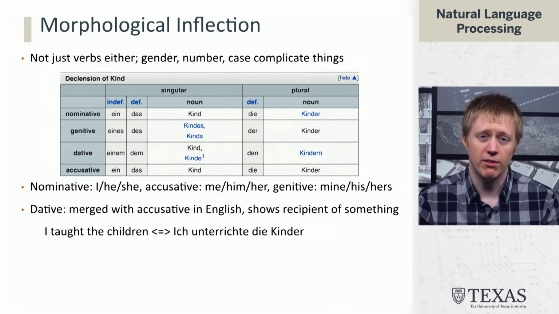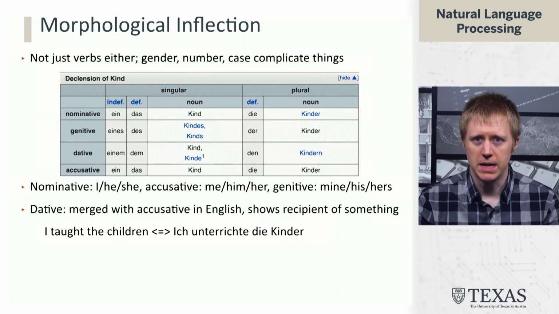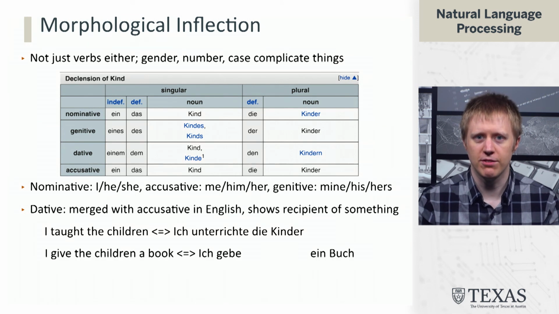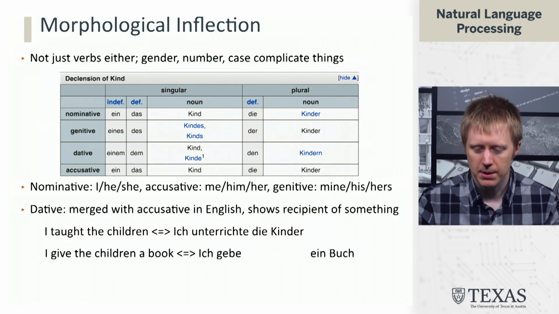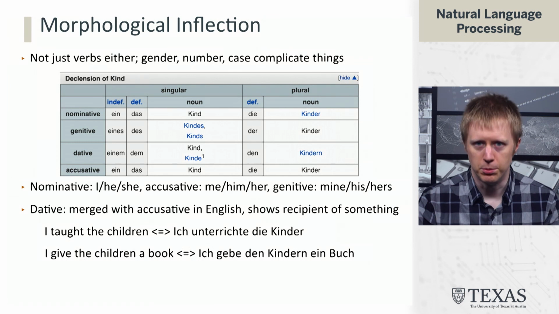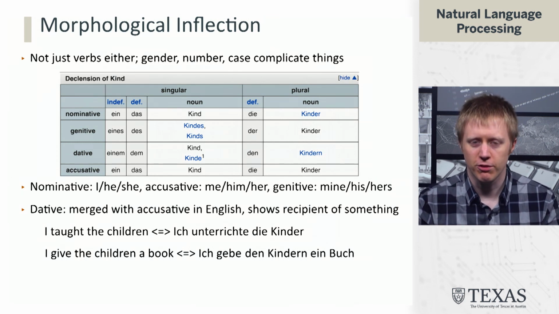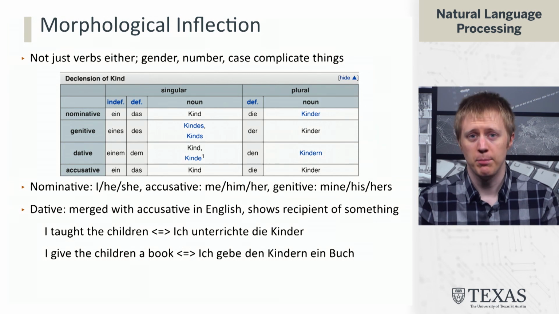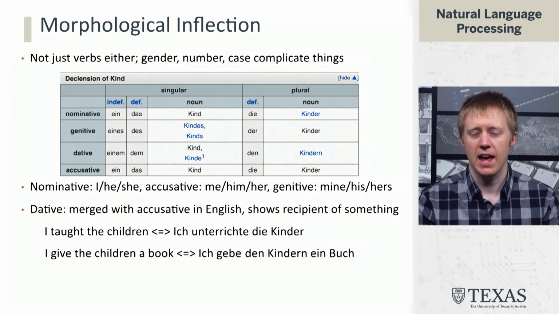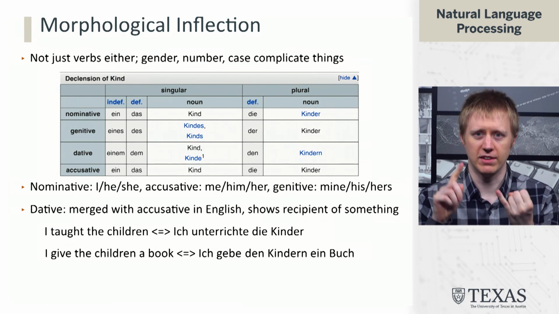In German, however, these end up being different. So for example, I taught the children, "ich unterrichte die Kinder," versus I gave the children a book, "ich gebe den Kindern ein Buch." And so we have to, again, deal with different forms of this noun now based on where it shows up. And this is going to, again, kind of blow up the complexity of what we're doing, both from the perspective of having to generate this stuff.